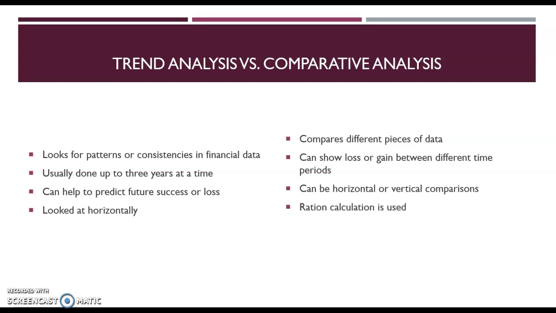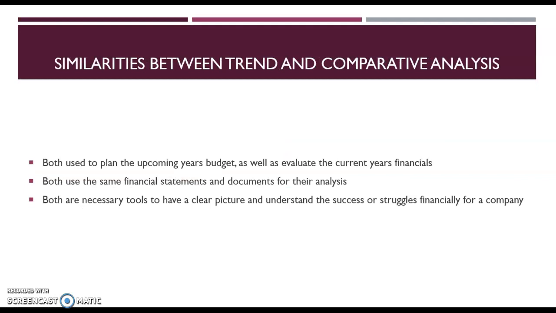Versus the comparative analysis, which compares, typically you're looking at about 2 different pieces or 2 different years worth of data. You can do a little bit more, but typically you're looking at current year versus prior year when it comes to financial statements. That also can show loss or gain between different periods of time. You can do comparative analysis, either horizontal or vertical comparisons, and usually a ratio calculation is used when computing different factors for the comparative analysis.